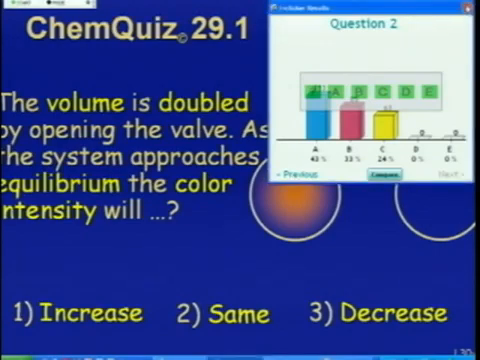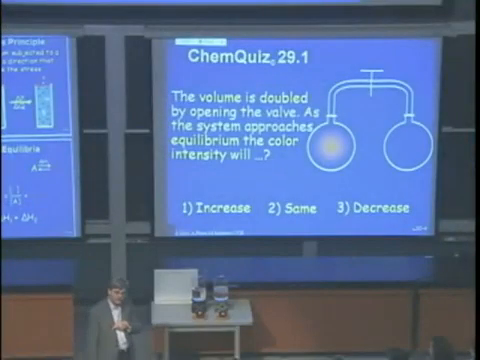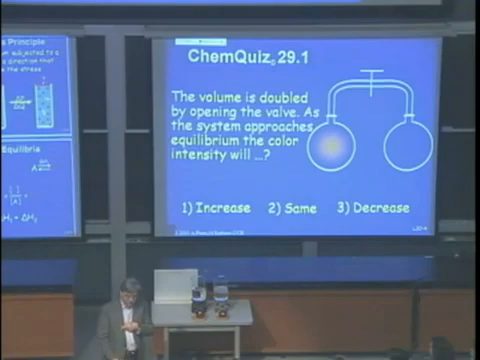So let's look at it this way. If it would go in this direction over here, would the color increase or decrease if I make more NO2? The color would increase. If I make more N2O4, the color would decrease, wouldn't it? If I don't do anything, the color would stay the same, all right? So far so good.